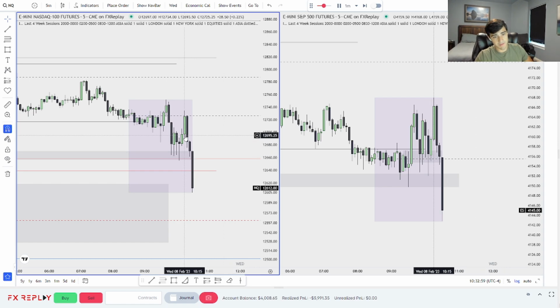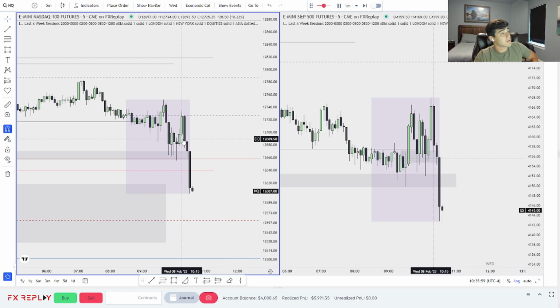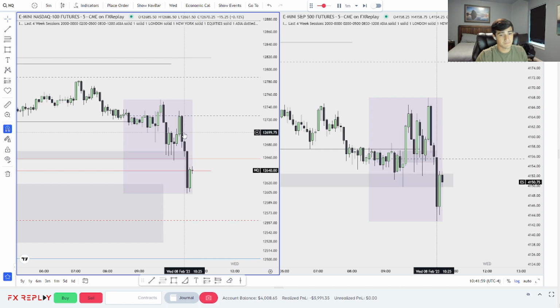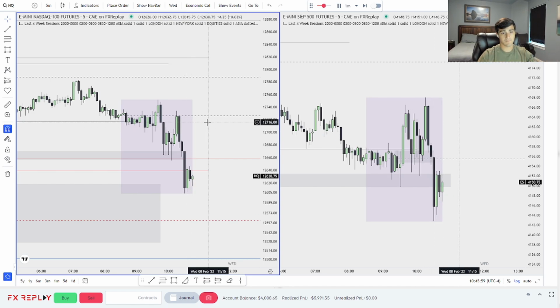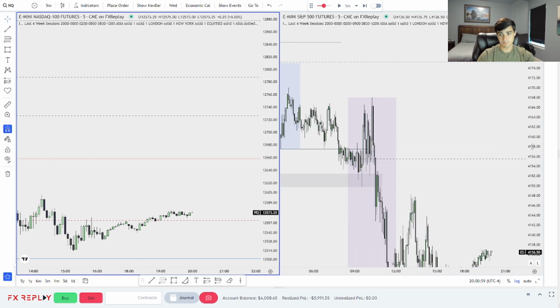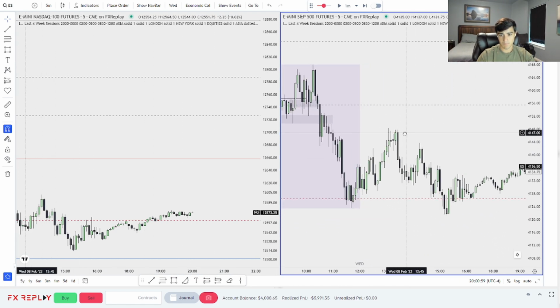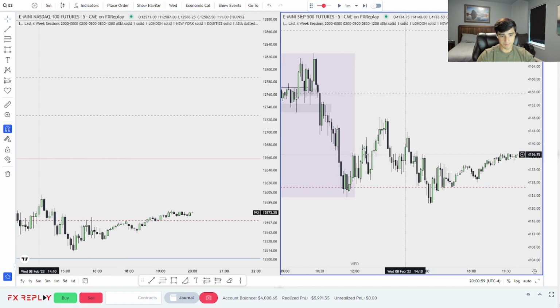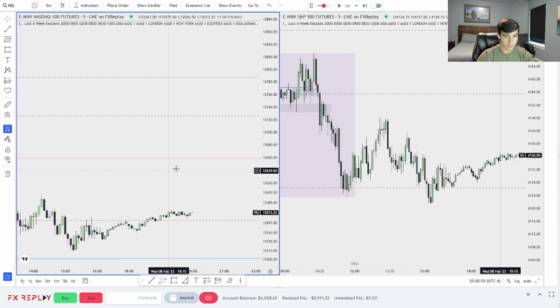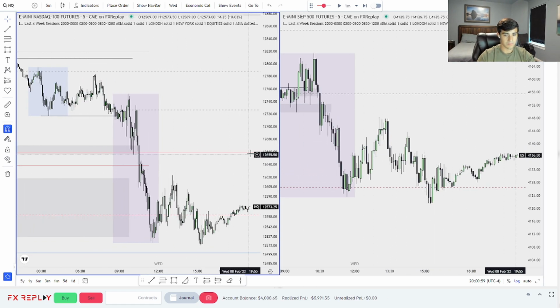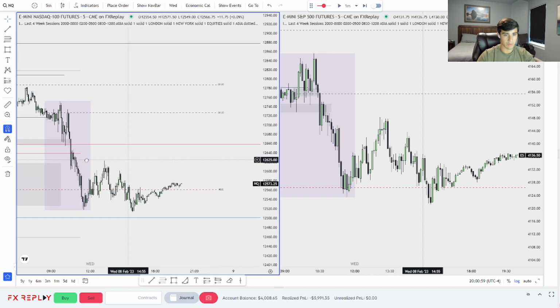So the bias is bullish. Price didn't do anything. And we have a down close candle. Okay. No big deal. And now we're back at the weekly open.